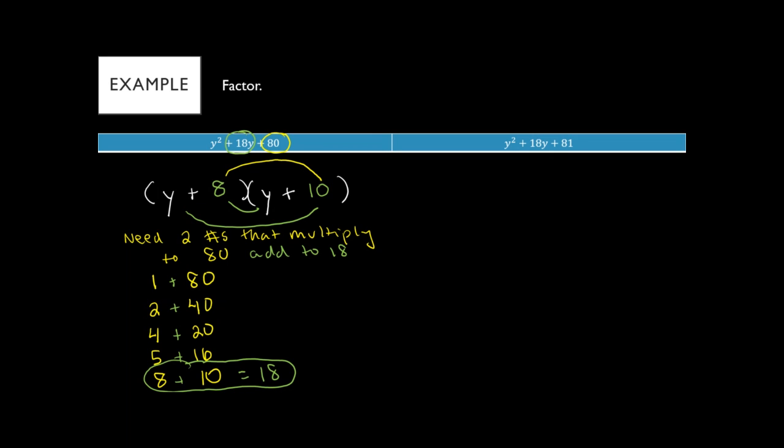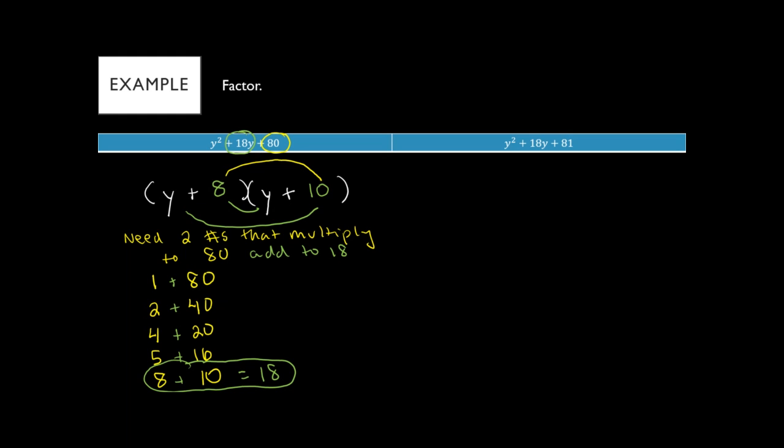So once you've found your two numbers that multiply to 80 and then add to 18, you put them in the two spots and that's your answer. So our answer is y plus 8 times y plus 10. So let me do the second example on the right, so you can see a second demonstration of this, and then I'll ask for questions.